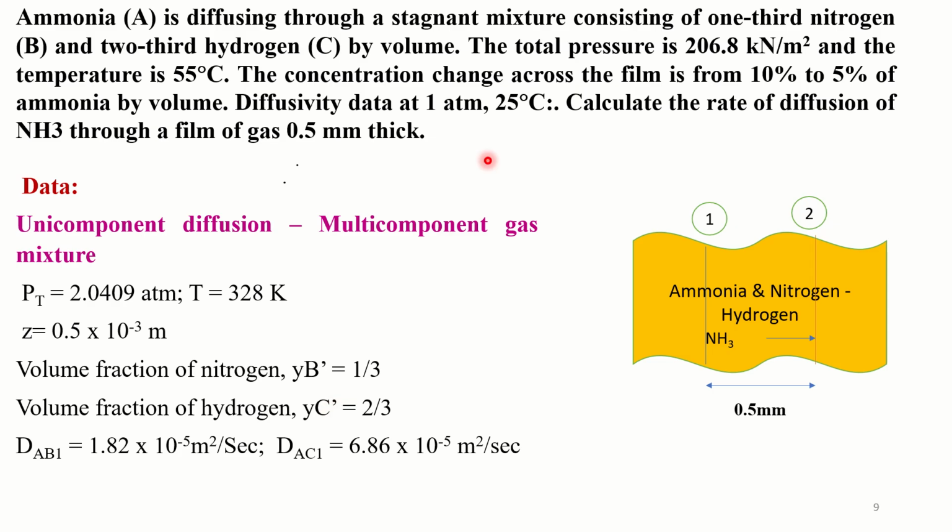Then DAB1 and DAC1 data are given as 1.82 into 10 power minus 5 and DAC is 6.86 into 10 power minus 5. So the diffusivity of ammonia in nitrogen and the diffusivity of ammonia in hydrogen are given. So all the data are available.